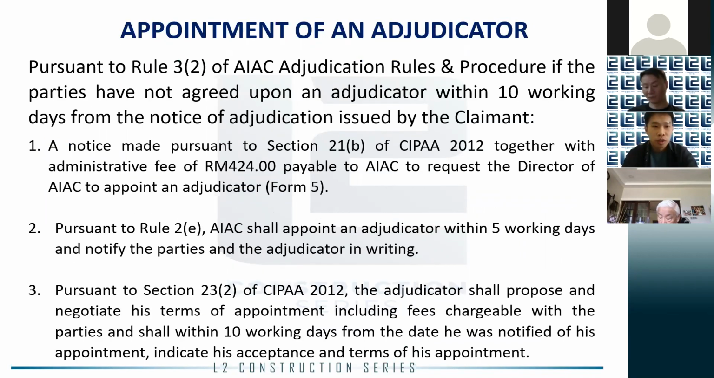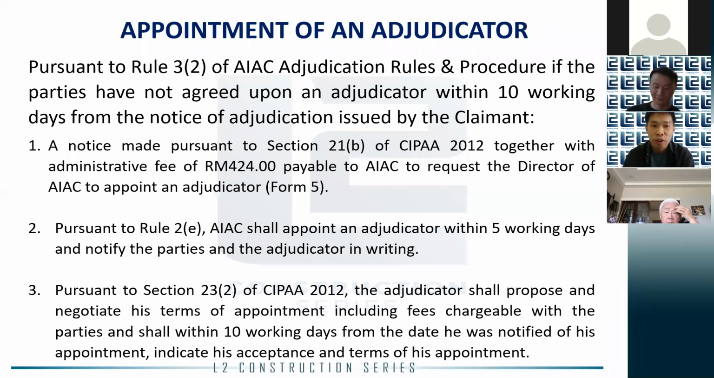So Rule 3 of AIAC Adjudication Rules and Procedure set out the procedure for the appointment. If the parties cannot agree an adjudicator within 10 working days from the service of the notice of adjudication, either party can request the Director of AIAC to appoint an adjudicator. This notice is called Form 5. It must be submitted together with an administrative fee of 424 ringgit.